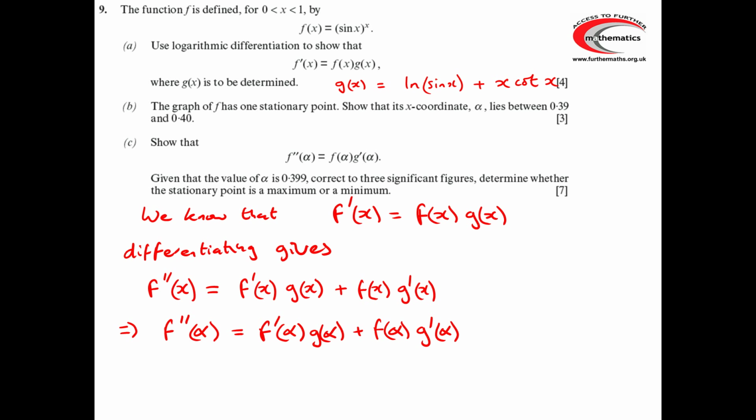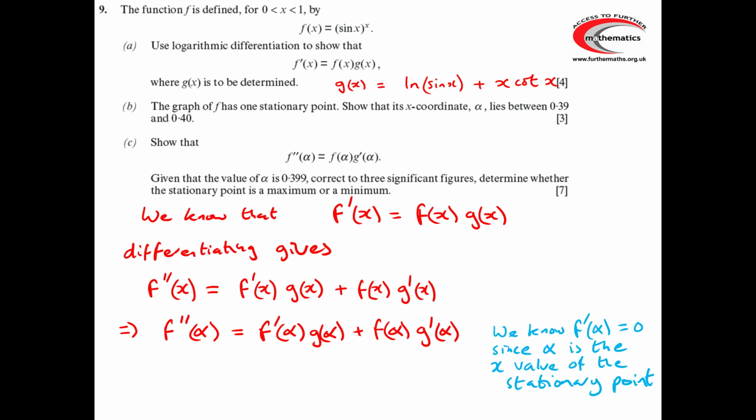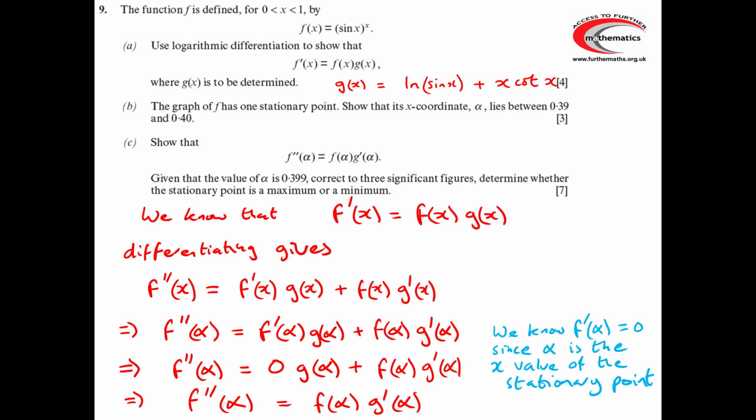But alpha is the x-coordinate of the stationary point, so we know that f'(alpha) must equal 0. So that now tells me that f''(alpha) is 0 times g(alpha) plus f(alpha) times g'(alpha). In other words, we've got f''(alpha) is f(alpha) times g'(alpha), which is what we were asked to show.